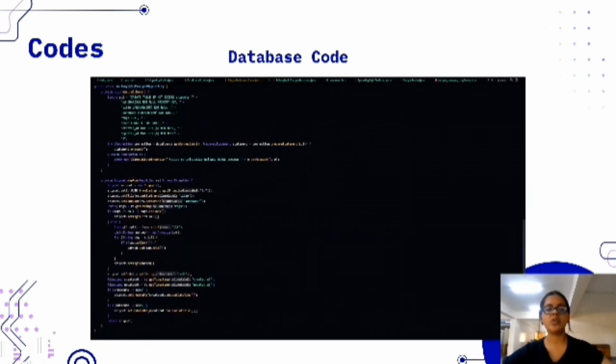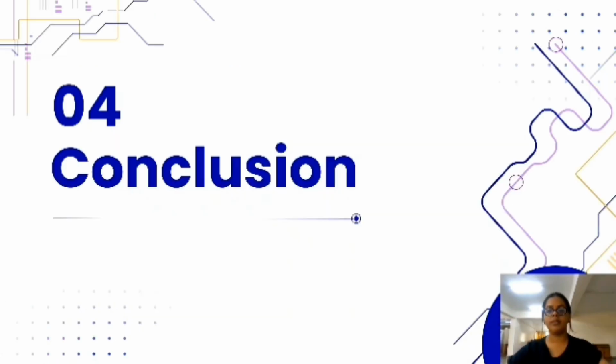So overall, the application follows a clean flow where the UI handles the user interaction, the service layer processes the logic, and the repository layer communicates with the database. This separation makes the application scalable, maintainable, and easy to extend. So with this, we come to the conclusion of our video. But before the conclusion, I'll just show you the output of my application.